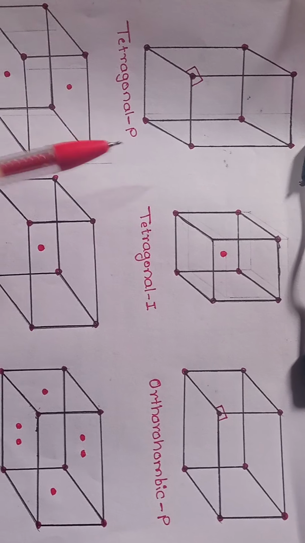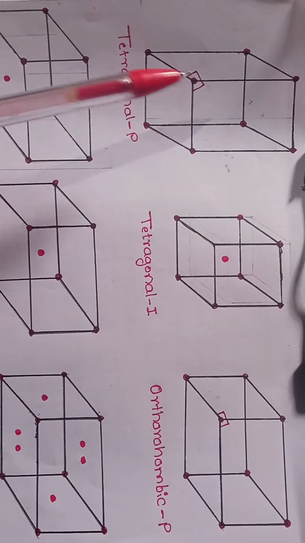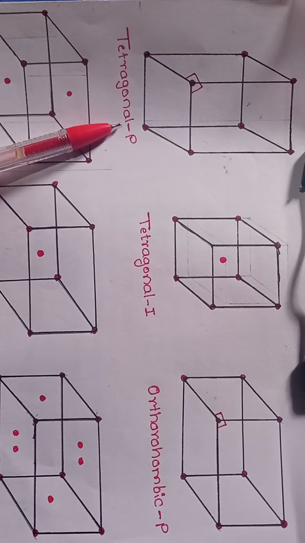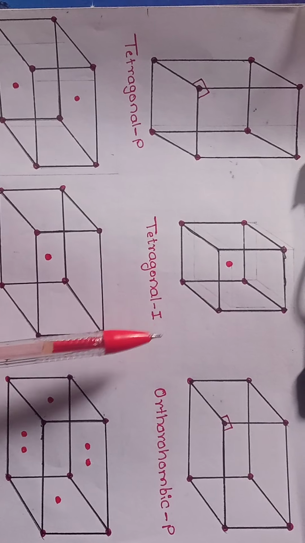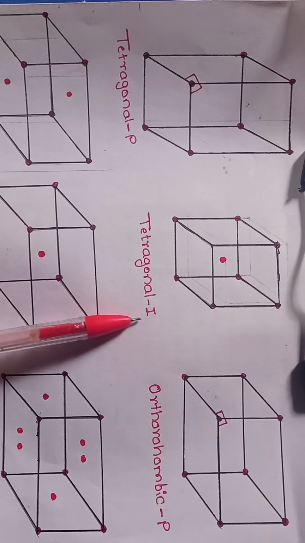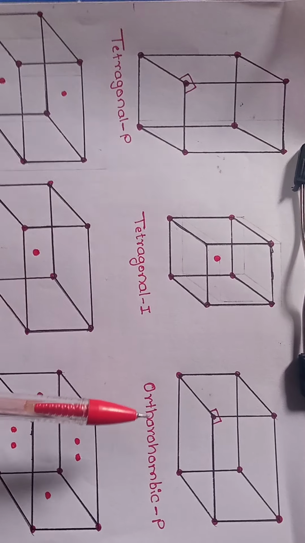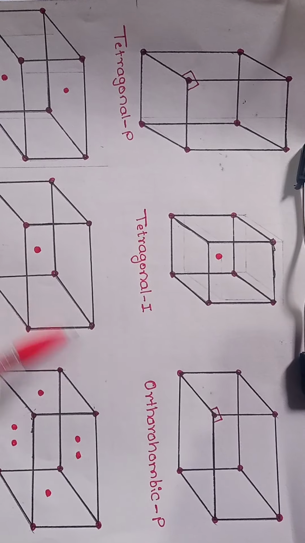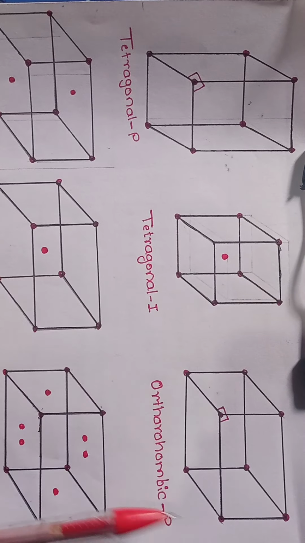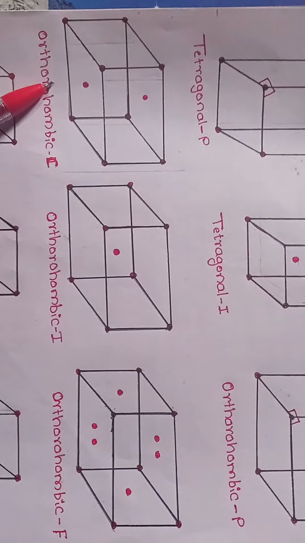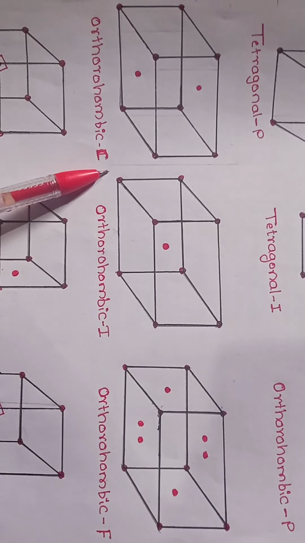Okay, next one tetragonal. The shape of this lattice is tetragonal. P means primitive cell. Here it is also tetragonal, but it is body centered. Okay, next one, orthorhombic. The shape of that lattice is orthorhombic. This is orthorhombic P. P means primitive cell, and this is orthorhombic C. C means it is side centered.